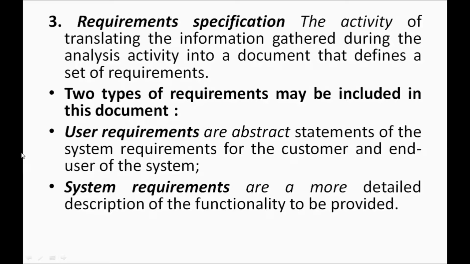User requirements and system requirements. User requirements, as I told you, are abstract statements of the system requirements for the customer and end user of the system. User requirement means these are the requirements of the customer, and very little detail will be there in the user requirements. System requirements are a more detailed description of the functionality. User requirements contain very few details. System requirements contain many more details. Getting, guys? And the requirement specification document is the final document of the requirement.